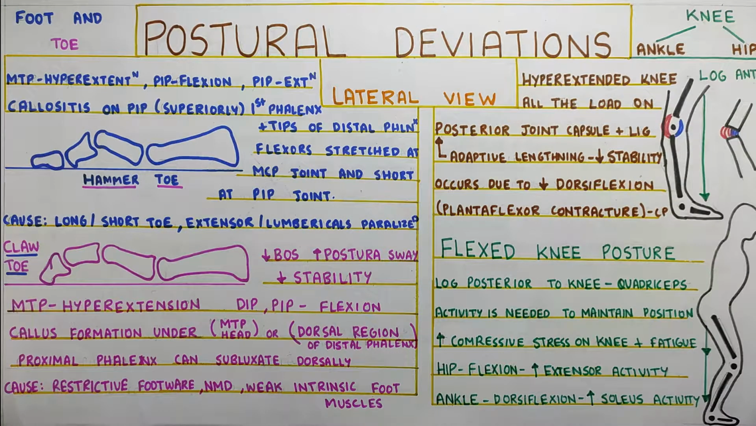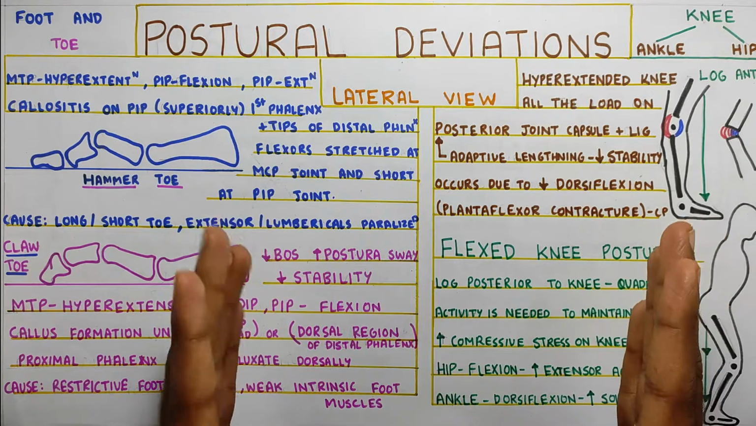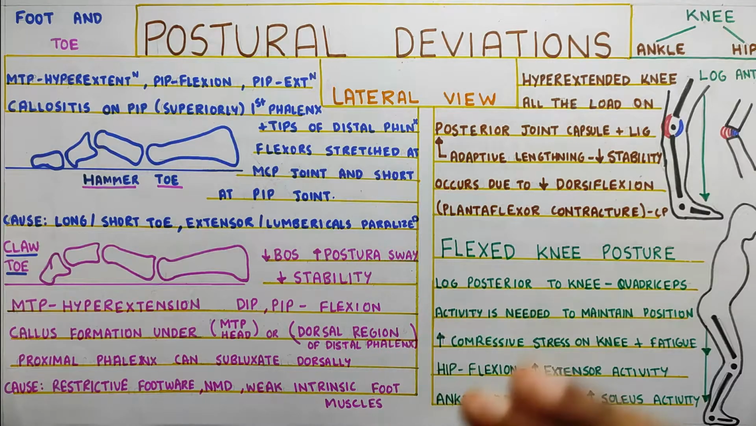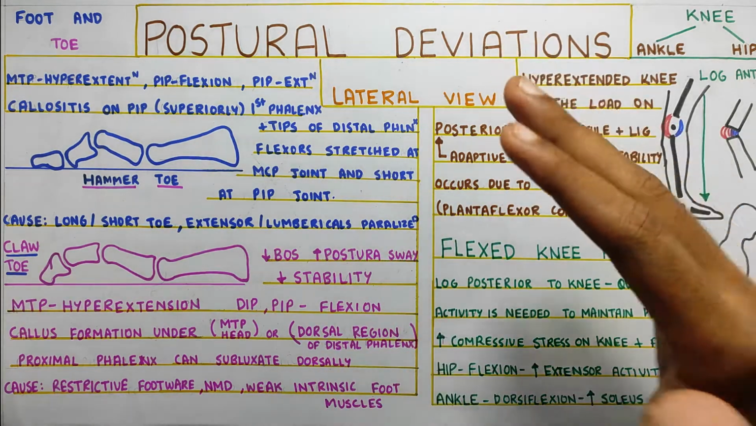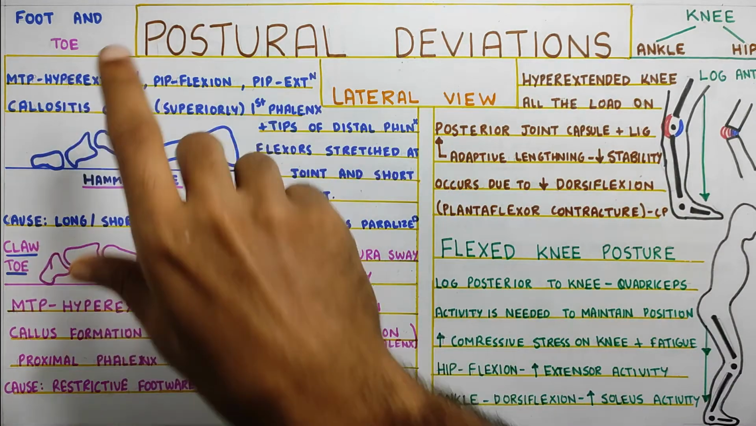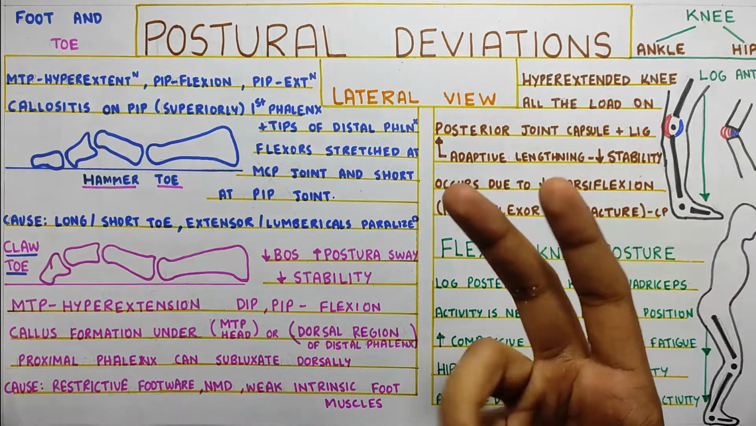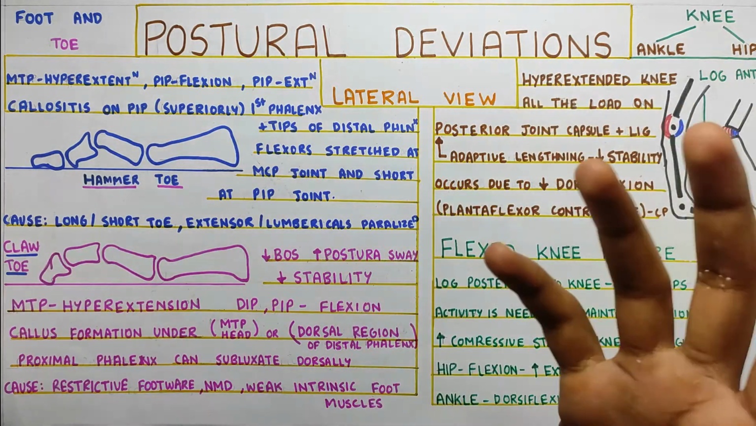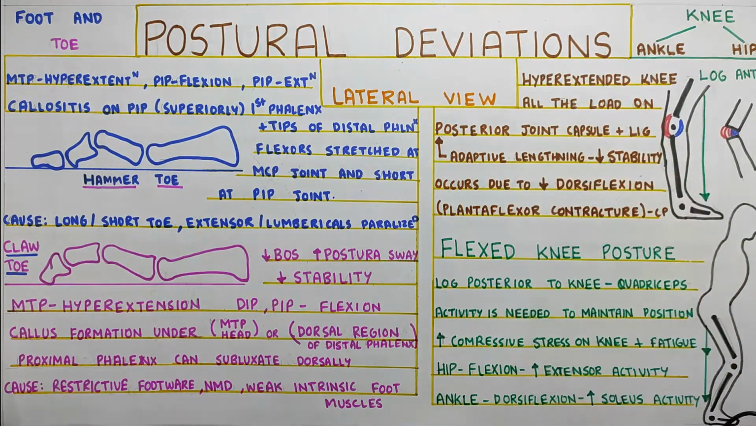In this video, we are going to learn about the postural deviations. Last video we covered what is normal. In this video we will see what is abnormal, right? And again we'll go from the bottom to top. So first, starting with the foot and toe, the two main deformities that we see over here are the hammer toe and the claw toe.